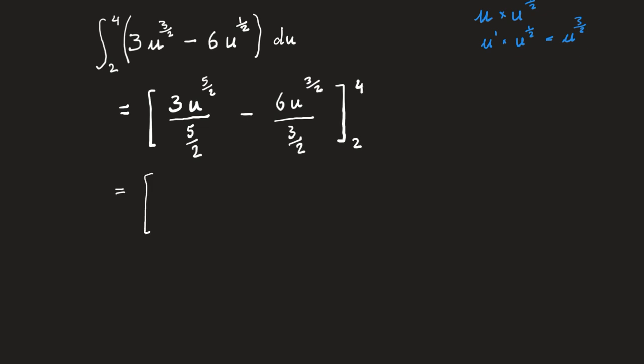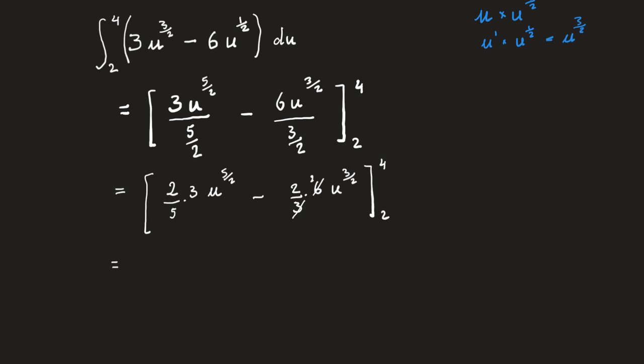Fractions which were divided, we can now multiply. So that will be 2 over 5 multiplied by 3 u to the 5 on 2. And the same thing will go over here. Well, 2 over 3 multiplied by 6 u to the 3 on 2, and the limits of 2 and 4. That 6 and that 3 cancel down to 2, so this will be just 4.